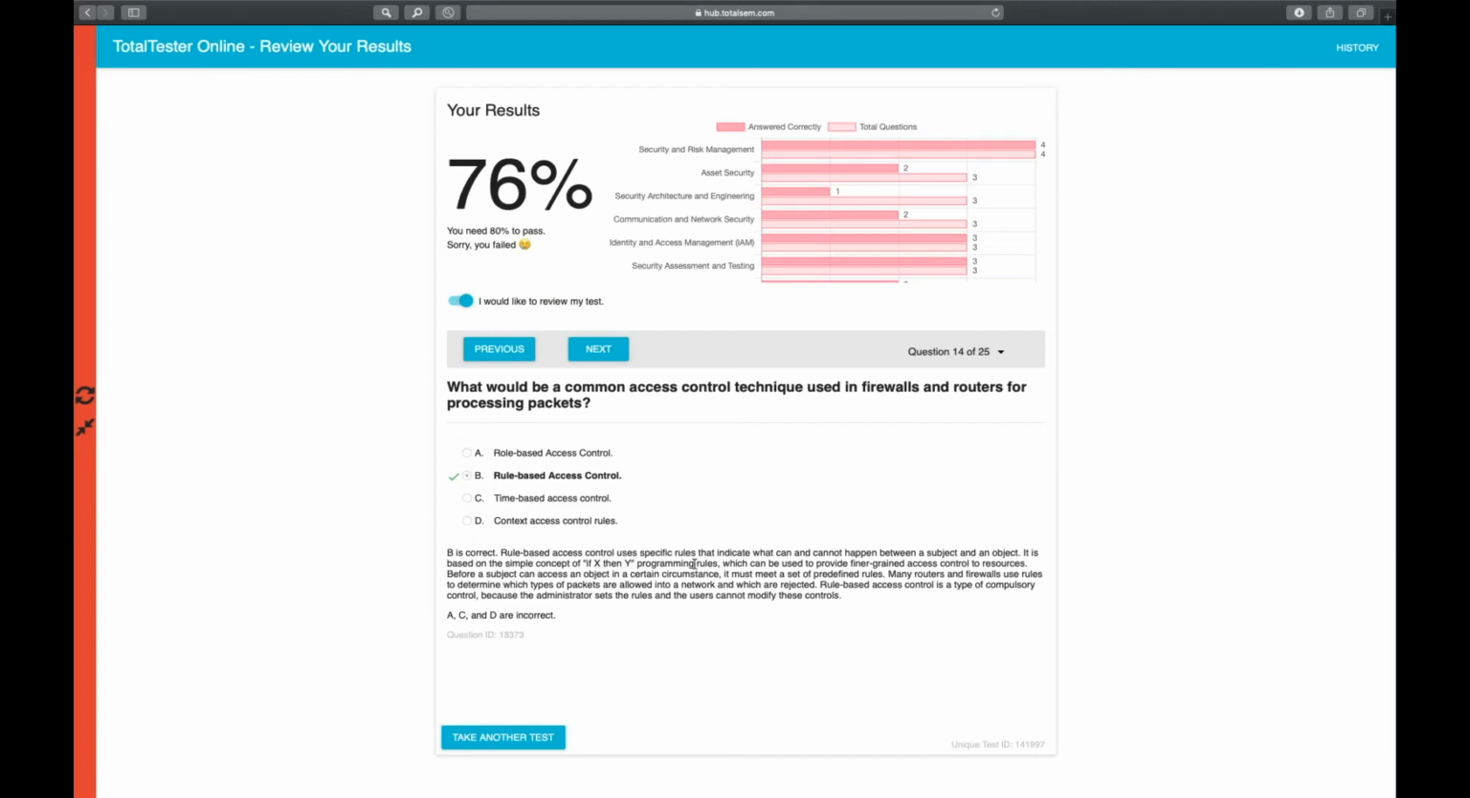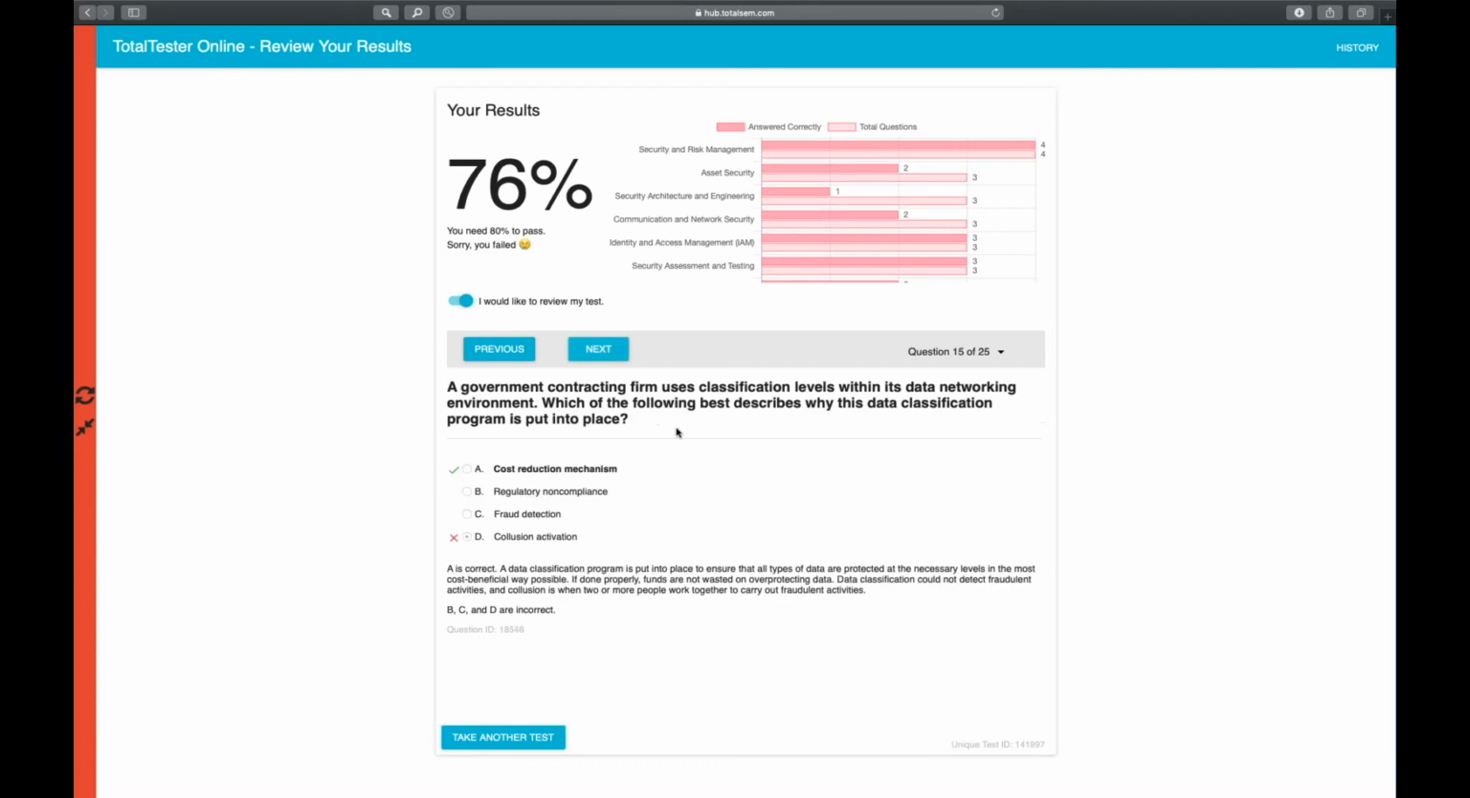Rule-based access control uses specific rules that indicate what can or cannot happen. We already read that, so we know what that is.